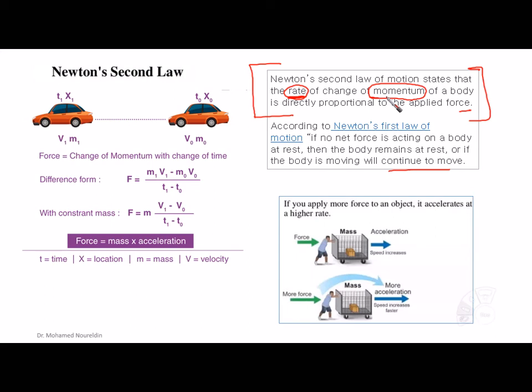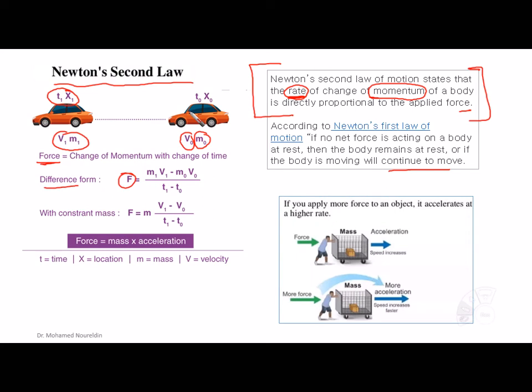For example, if you look at Newton's second law, say we have a car at a certain position x node and at a certain point in time t node, and after a while it moves to another position after a time t1. Then it has velocity v node and mass m node here, and here it has v1 and m1. The force is going to be the change of momentum with the change of time. So the difference form is going to be F equals m1 v1 minus m node v node, the momentum mv here minus mv in the initial condition.